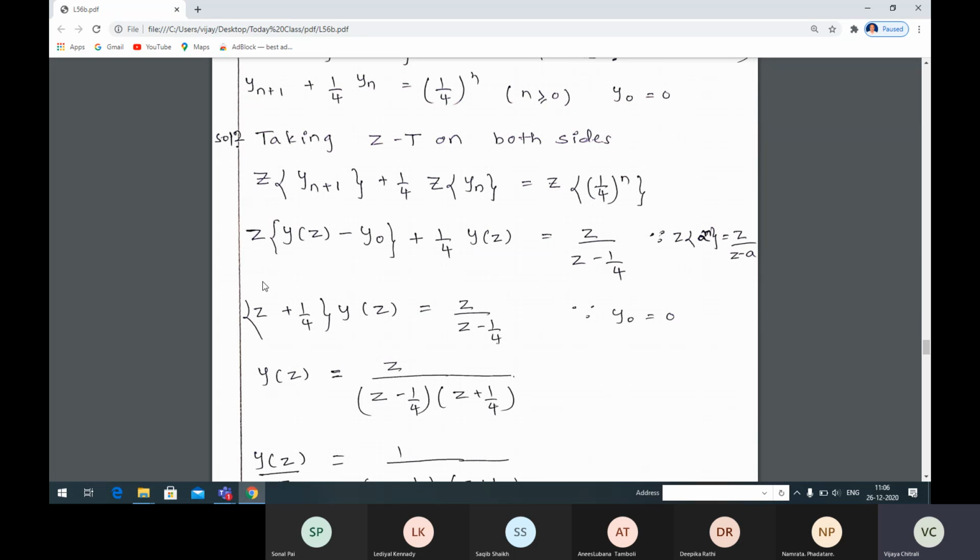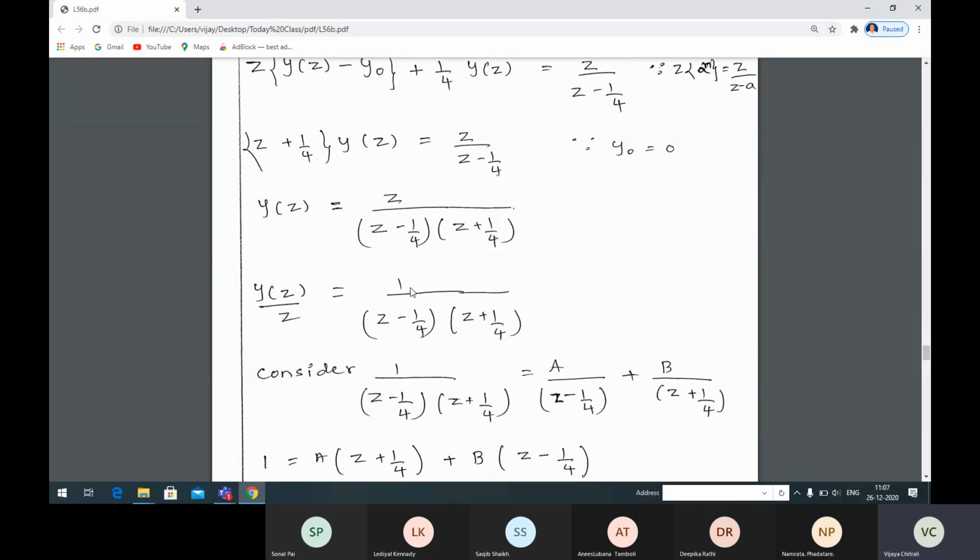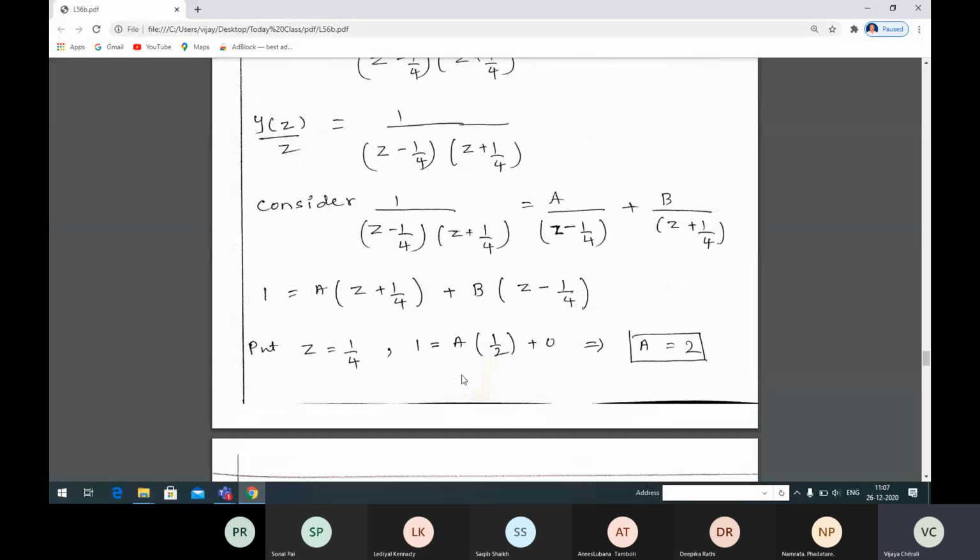We want y of z. So y of z is equal to z divided by z minus 1 by 4 into z plus 1 by 4. So y of z divided by z is 1 upon z minus 1 by 4, z plus 1 by 4. So you resolve this by using partial fractions.